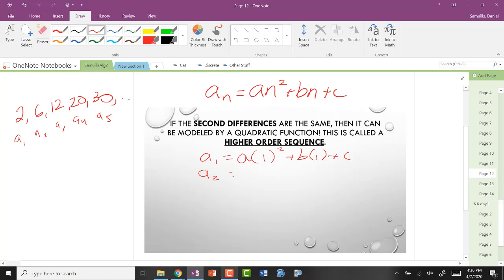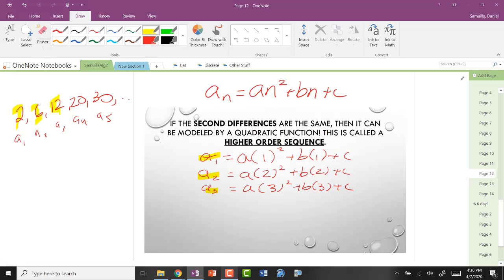How about a sub 2? Now I'm plugging in a value of 2 for the n. Then a sub 3, I'm plugging in a value of 3 for the n. What do I know? I know a sub 1, a sub 2, and a sub 3; they're right there. So we're going to use a substitution for those. A sub 1 is 2, a sub 2 is 6, a sub 3 is 12.